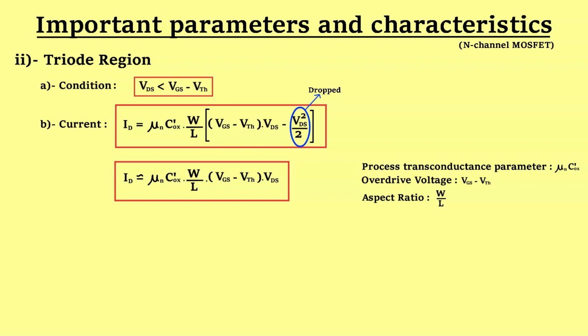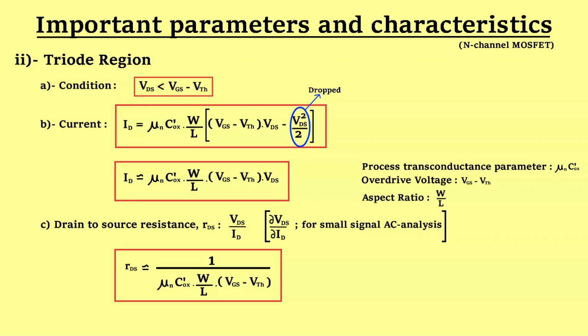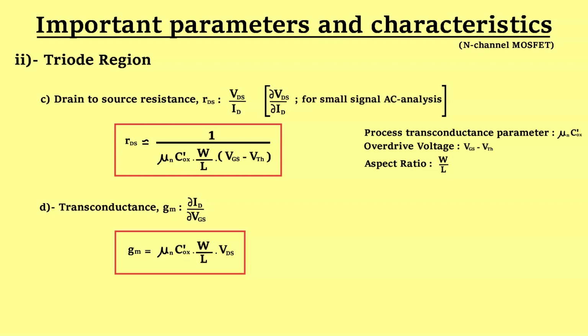An important parameter is drain to source resistance, which is defined as the potential drop between drain to source divided by drain current. Drain to source resistance is approximately equal to 1 upon process transconductance parameter into aspect ratio into overdrive voltage. The next parameter is transconductance. It is majorly used in the analysis of small signals. Transconductance is defined as the differential of drain current with respect to gate to source voltage, which will give the value of transconductance equal to process transconductance parameter into aspect ratio into drain to source voltage.